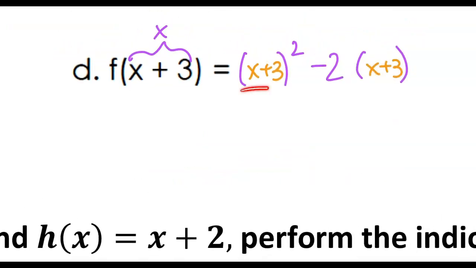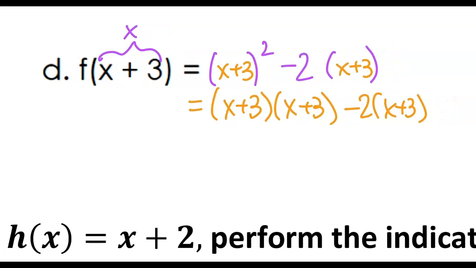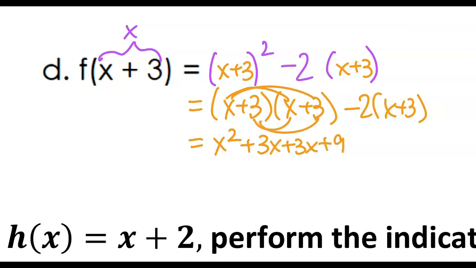Chris, what does it mean when you have something like this that's being squared? Multiply it by itself. So make sure that you rewrite this as x plus 3 times x plus 3 minus 2 times x plus 3. Obviously, since you're going to multiply it by itself, you're going to need to FOIL, so we're going to distribute. So we're going to make this x squared plus 3x, 3x plus 9. And then I can distribute this negative 2 to both of these terms. So I'm distributing the whole negative 2 to make this negative 2x minus 6.